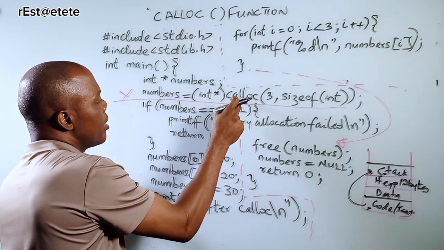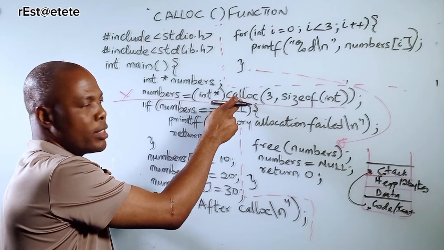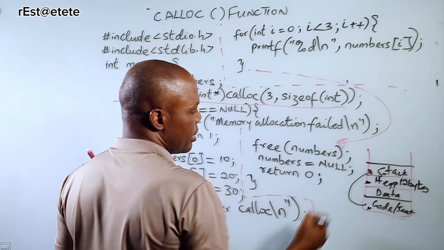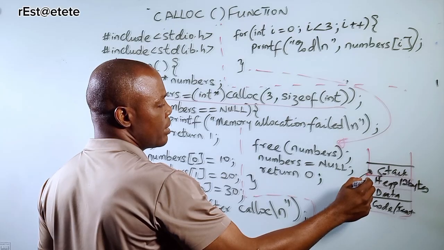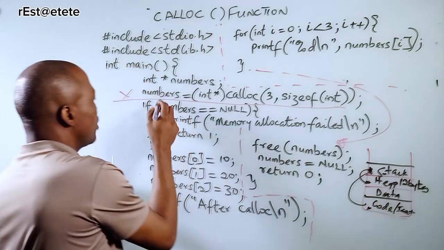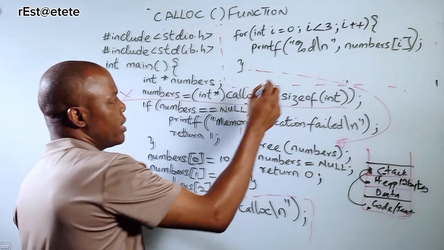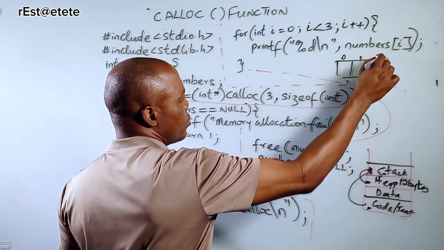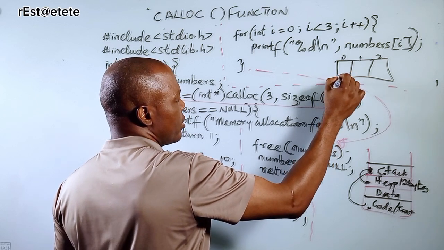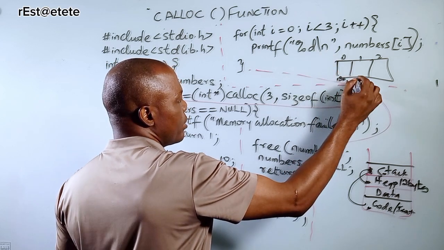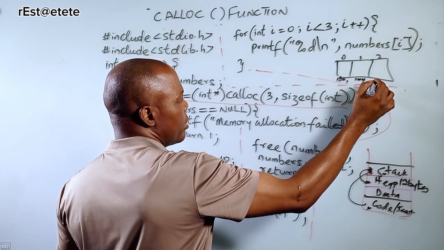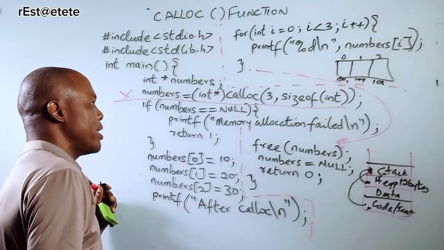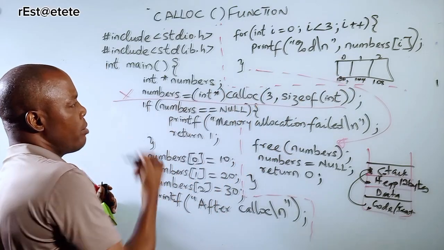Then it will get to this line. Calloc will go to the kernel of the operating system to create memory in the heap. So these 12 bytes will be created in the heap. And then the address of the first element will be stored in this pointer, which is numbers. So you have 0, 1, 2. Let's say this address is 100, each is 4 bytes, so this will be 104, then this will be 108. All right, so this 100, which is the address, for example, will be stored in numbers.